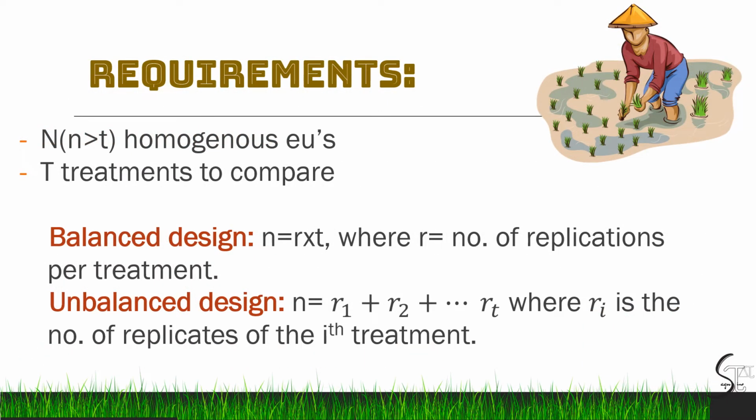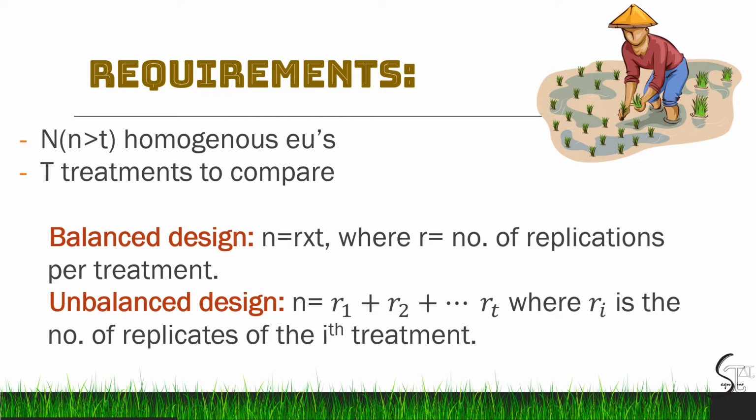And so what are the requirements? N is your sample size, and N must be greater than the number of treatments. In other words, your sample size must be more than your treatments because we have to account for the replication. So you need homogeneous experimental units and the treatments to compare. If you have a balanced design, your sample size must be replication times your treatments. So for a balanced design, N is equal to R times T, where R is the number of replications per treatment.